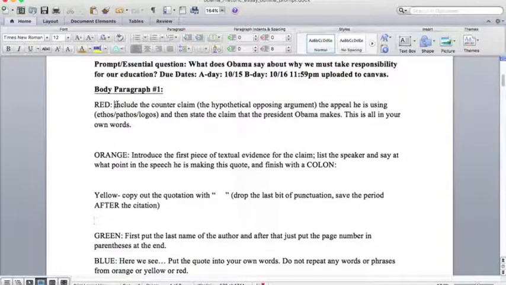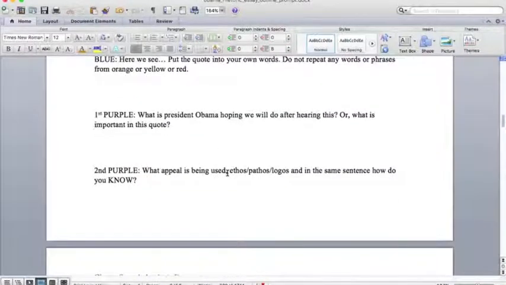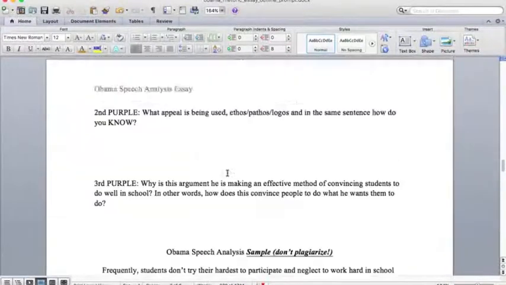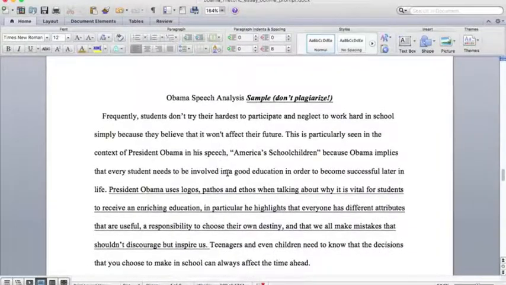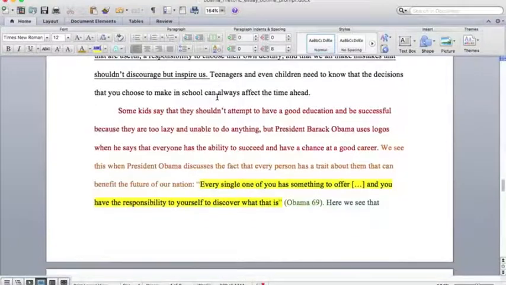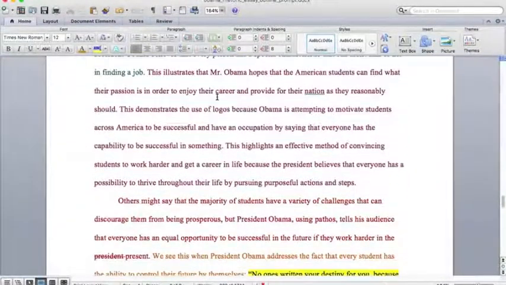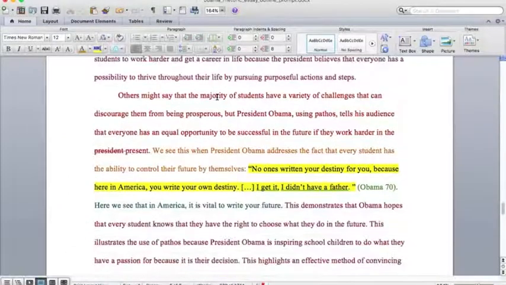Your red is going to have the counterclaim, right? In the chart, you made all these counterclaims. You can use those. And then it will have the appeal he's using, and then you state the claim. Now, all of this might not make sense right away, straight off the bat. What I've done is I've given you a sample essay of what a student turned in last year, and they got an A, okay? And so I would read through that and look at what an A essay looks like.